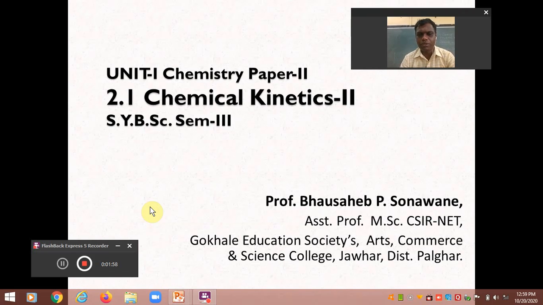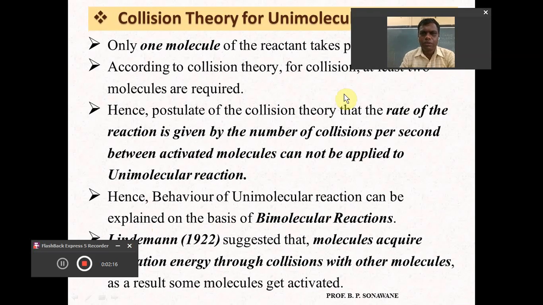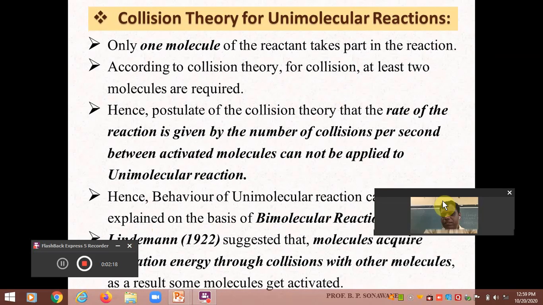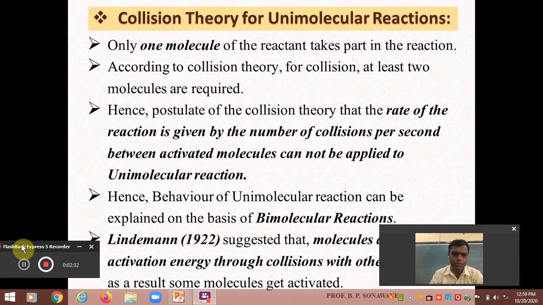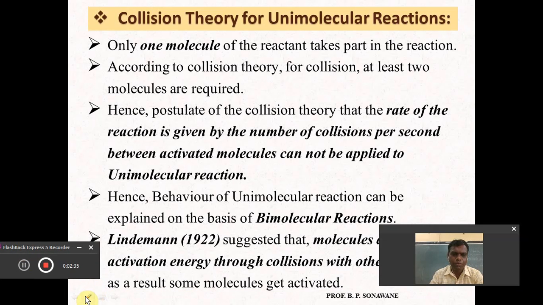This is the important thing, because in the last part we discussed collision theory for bimolecular reaction, and today we are going to discuss the collision theory for unimolecular reaction. But before this, we should know what a unimolecular reaction is. So first of all we will see what a unimolecular reaction is.